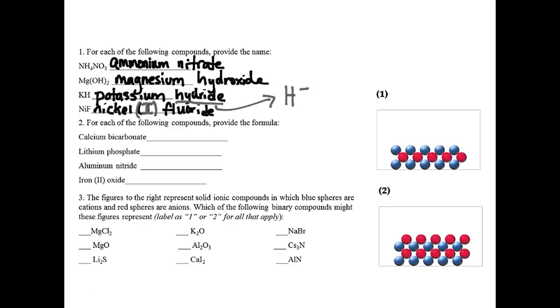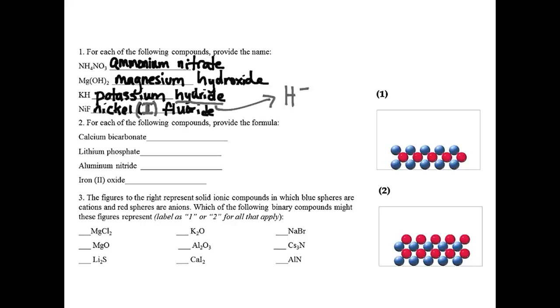The older nomenclature for nickel would be either nickelous or nickelic fluoride, and this one would have the -ous ending because it's the smaller charge. But I'm not going to ask you about the older nomenclature. We're going to do Roman numeral nomenclature. If you did it the other way, as long as it was right, I would give you credit for it, though. And sometimes you see those on jars of chemicals in the stockroom too. So it's not crazy for you to know them if you're interested.